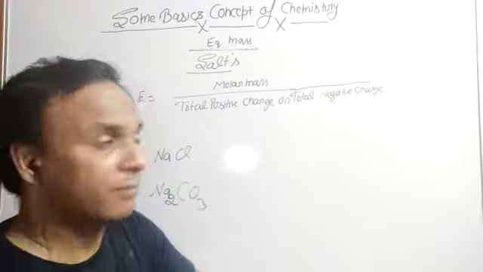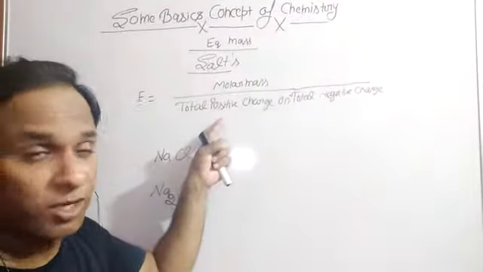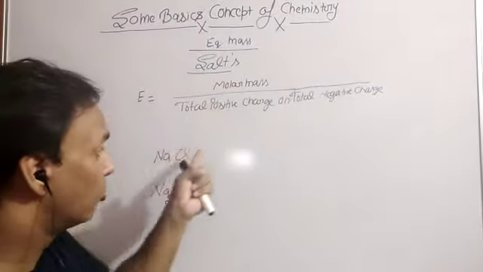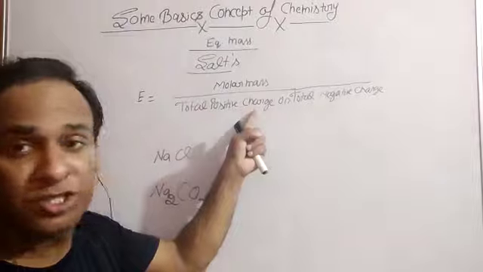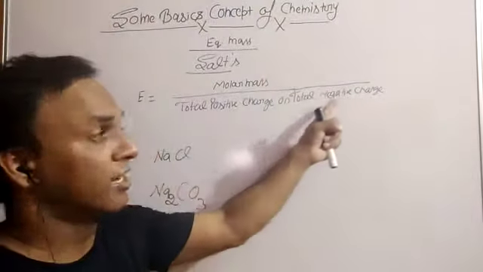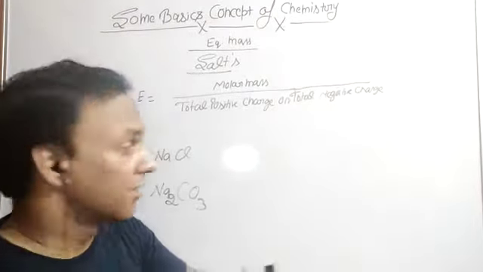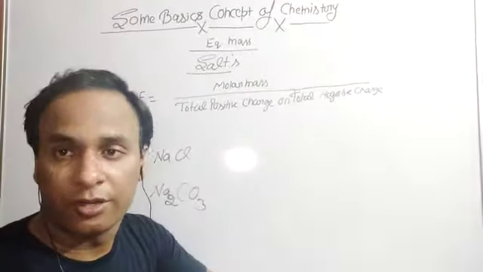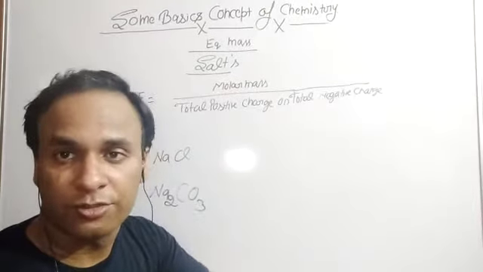And the equivalent mass of salts can be calculated by this formula: molar mass of salts upon total positive charge, either total positive charge or total negative charge. We do not divide by anything more than this, because the salts are completely neutral. The total positive charge is equal to the total negative charge.